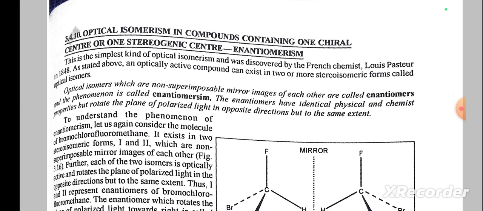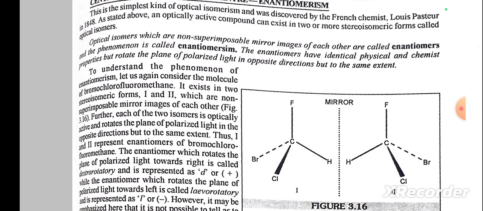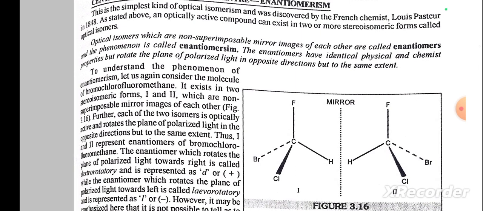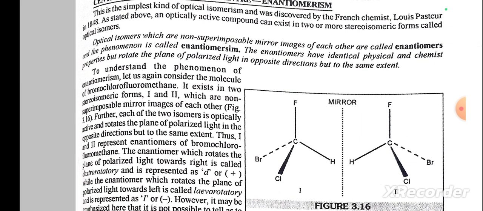To understand the phenomenon of enantiomerism, let us again consider the molecule of bromochlorofluoromethane. It exists in two stereoisomeric forms, first and second, which are non-superimposable mirror images of each other. Further, each of the two isomers is optically active and rotates the plane of polarized light in the opposite direction but to the same extent. First and second represent the enantiomers of bromochlorofluoromethane.